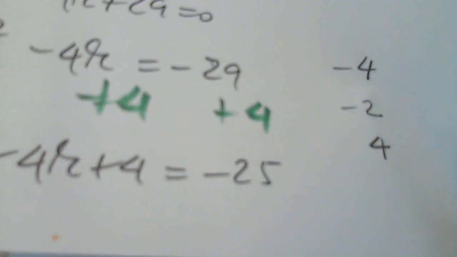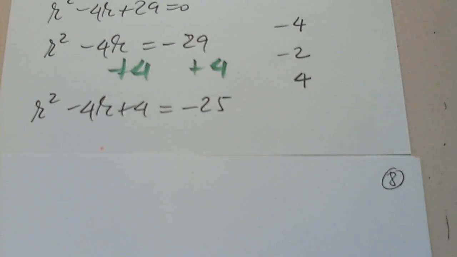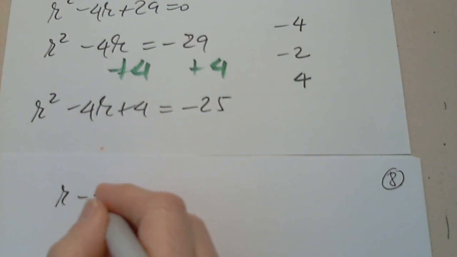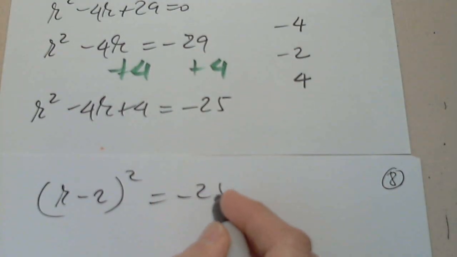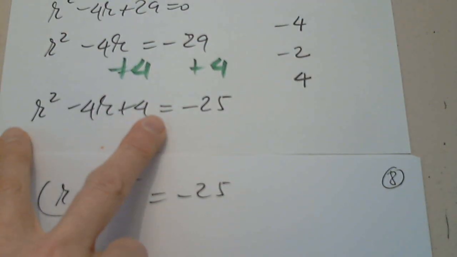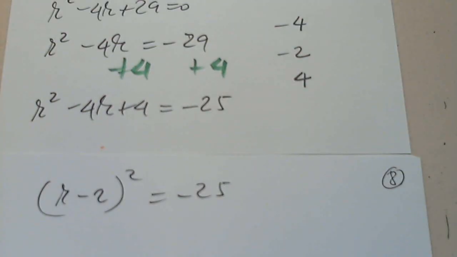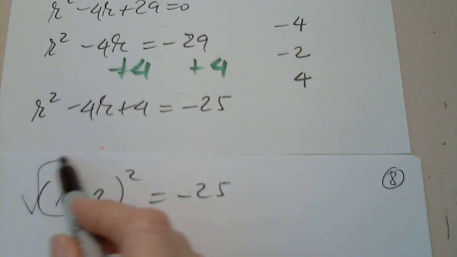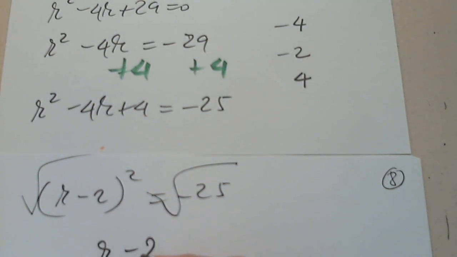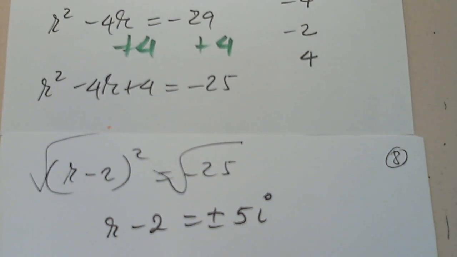Now, if you did not pay attention and you didn't study the factoring procedures as I asked you to, then you may get stuck here. Because this binomial squared is a trinomial: the first term squared minus 2 times the first times the second plus the second term squared. And now we can take the square root. So r minus 2 equals plus or minus 5i. And then r equals 2 plus or minus 5i.